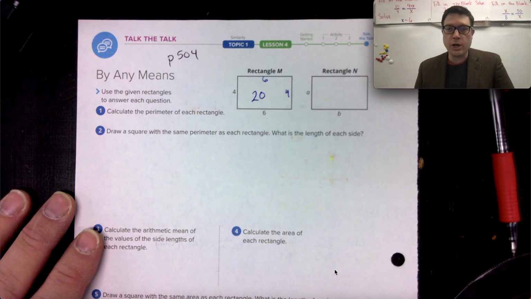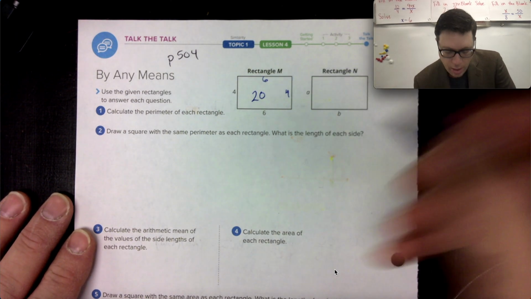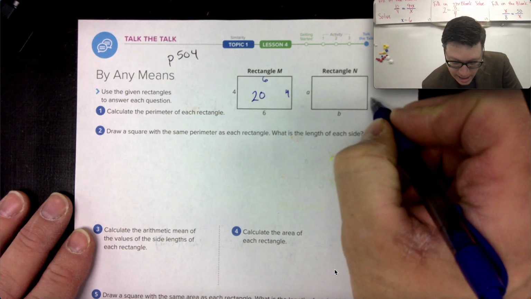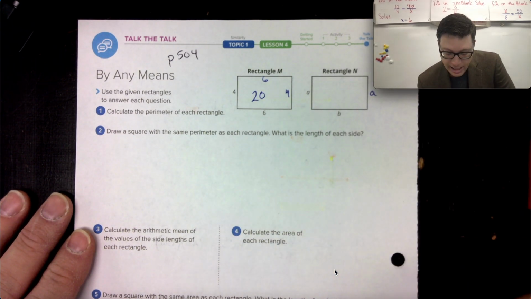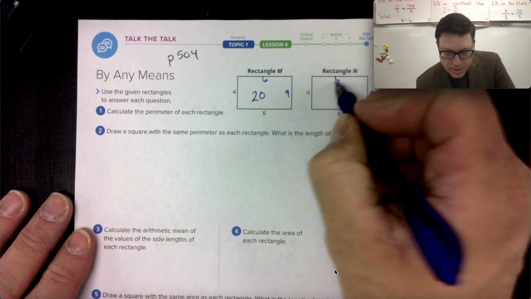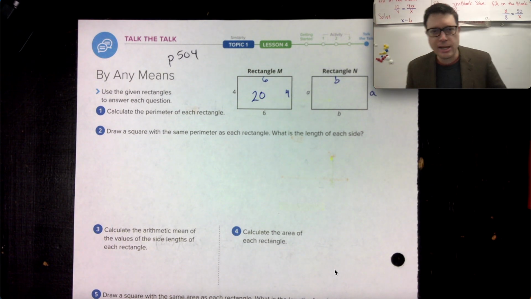In the other rectangle, rectangle N, we have a side length A, and it's not known. But because it's a rectangle, the other side is also side length A. Same reason that the other side of B is also side length of measure B. Perimeter is what you get from adding them all up.